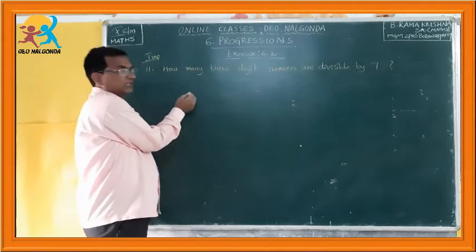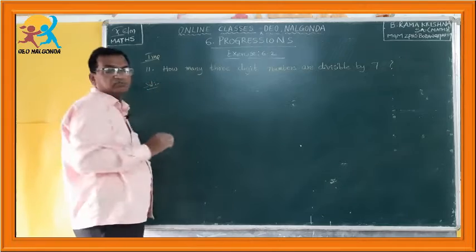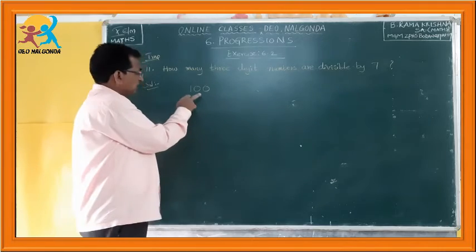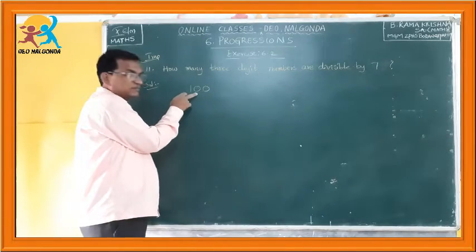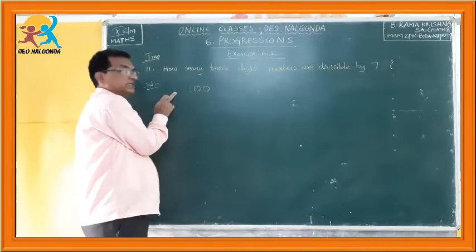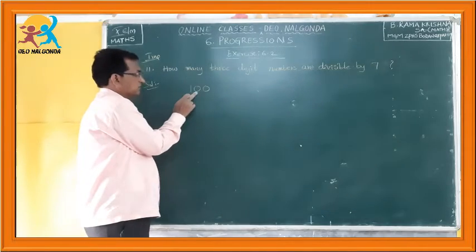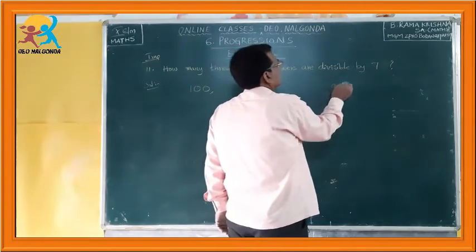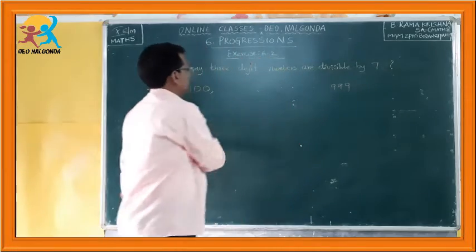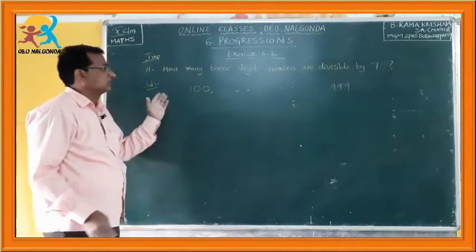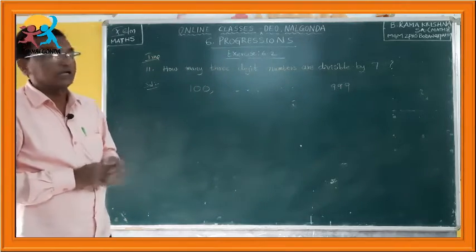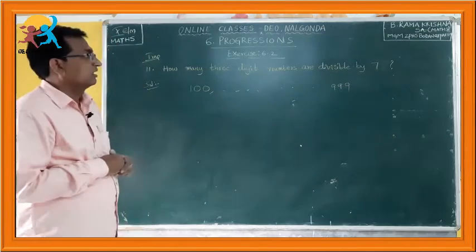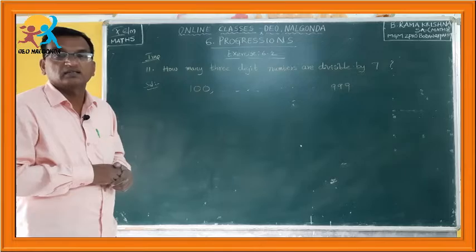So, where do the 3-digit numbers start? I think they start from 100. You know, no? 100 is the lowest 3-digit number. Before that, 99 is a 2-digit number. So, 3-digit numbers start from 100. And where does that end? So, these are all the 3-digit numbers, and in these 3-digit numbers you have to find out how many numbers are divisible by 7.